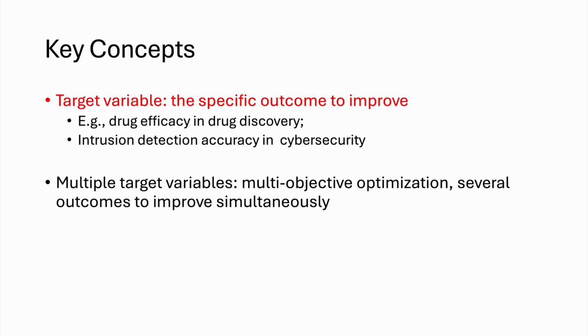Target variable. In data-driven optimization, a target variable is the specific outcome we aim to improve or optimize. For example, in drug discovery, the target variable could be drug efficacy. In cybersecurity, it might be intrusion detection accuracy.